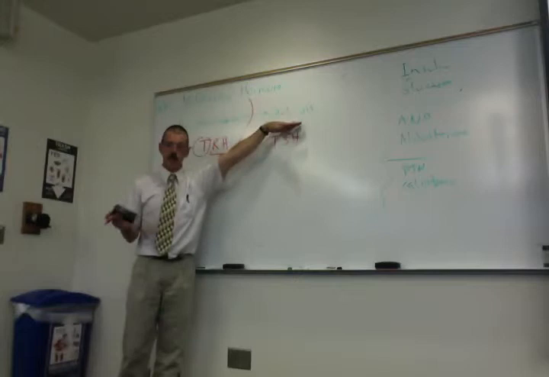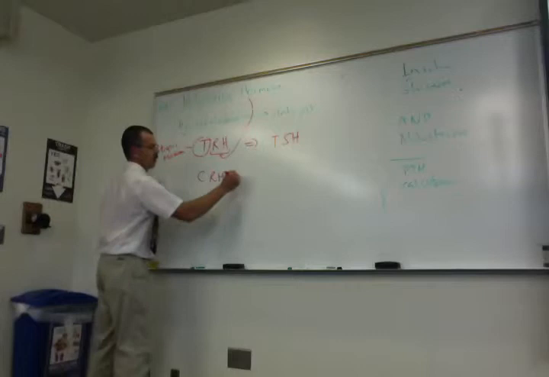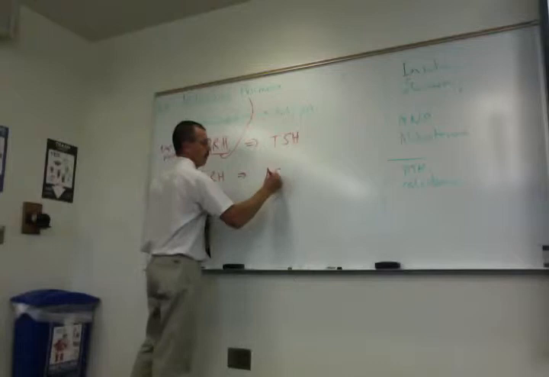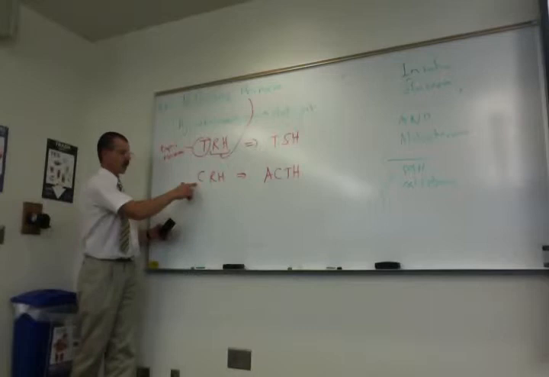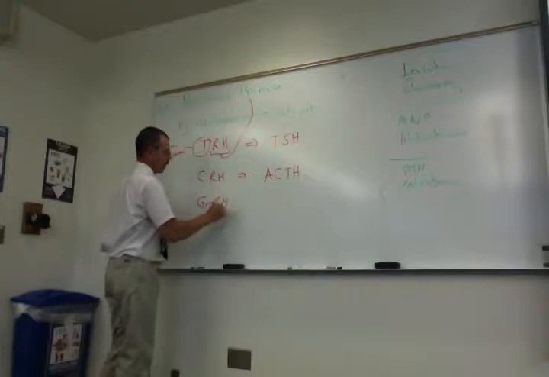Look at the next one. CRH, my cortex, right? What's the hormone it's going to yell at? Very good. The CRH tells my pituitary to yell at my adrenal cortex, ACTH. In the dark ages, there's actually an A in the front here. Here's one that's going to be a little more difficult. GN stands for gonads. All right?